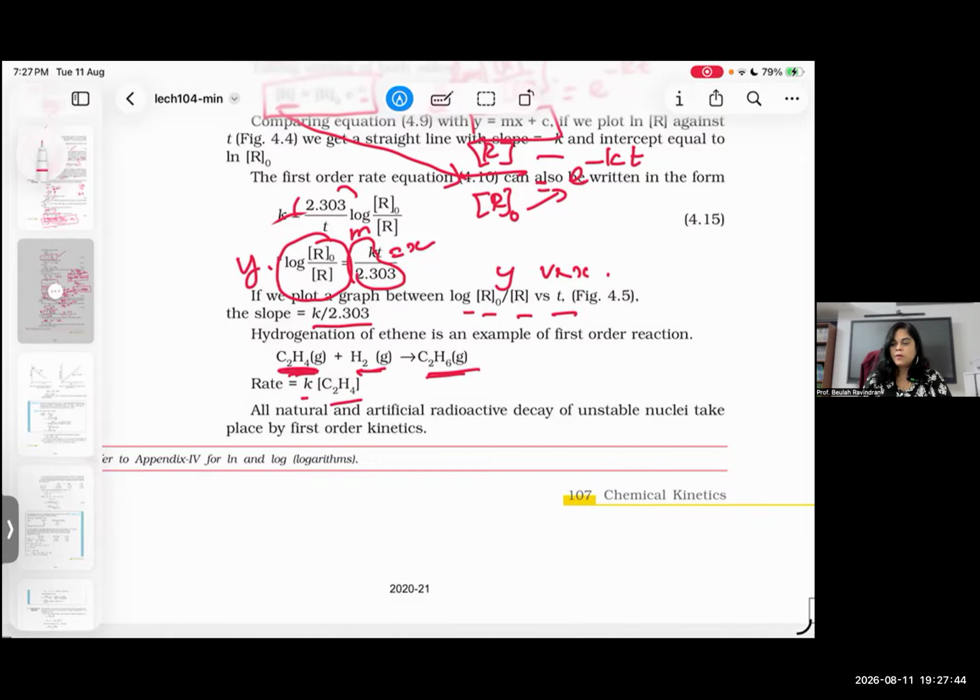So why are we taking this as first order? This is also very important. You have to keep it in your mind. You must know which comes under first order and which comes under zero order. So many examples are given for first order, zero order and everything. So you have to go through all these things. Very important for you.